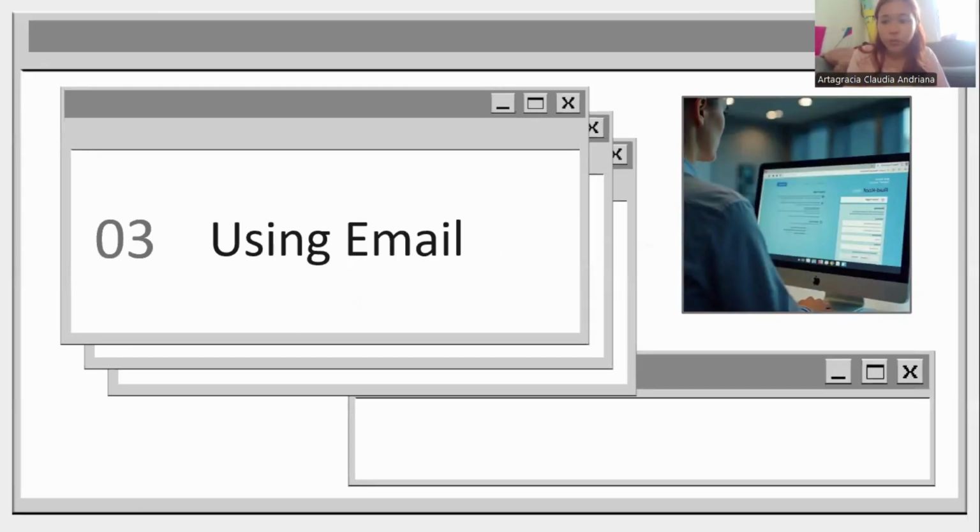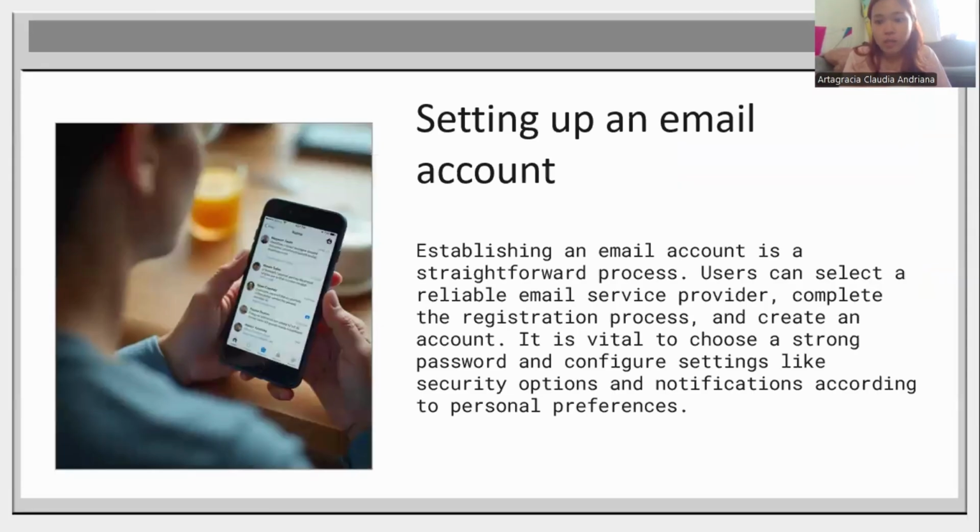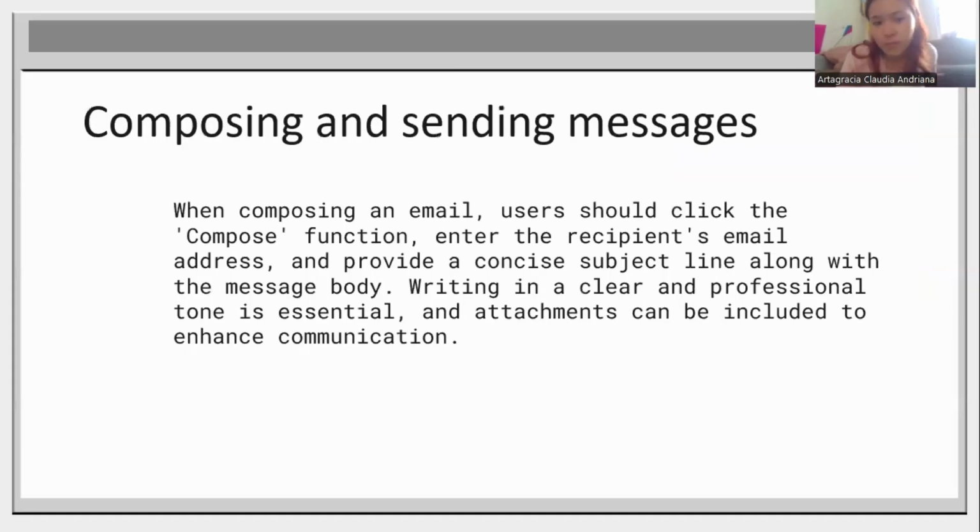So how do we use email? One, setting up an email account. Establishing an email account is a straightforward process. Users can select a reliable email service provider, complete the registration process, and create an account. It is vital to choose a strong password and configure settings like security options and notifications according to personal preference.